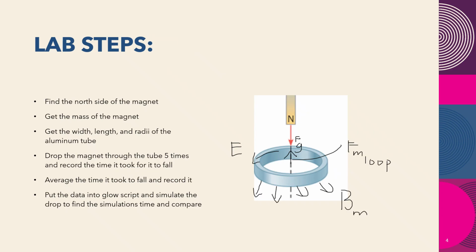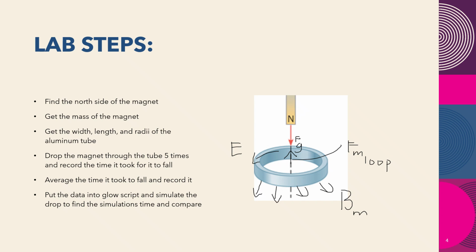Then the lab steps in this lab were to find the north side of a magnet, weigh the magnet, then record other important pieces of data such as the width, the length, and the radii of the aluminum tube. Then it's to drop the magnet through the tube 5 times and record the time using a stopwatch. Then average up those times and record it, and then put all this data into GlowScript and calculate it through a simulation.